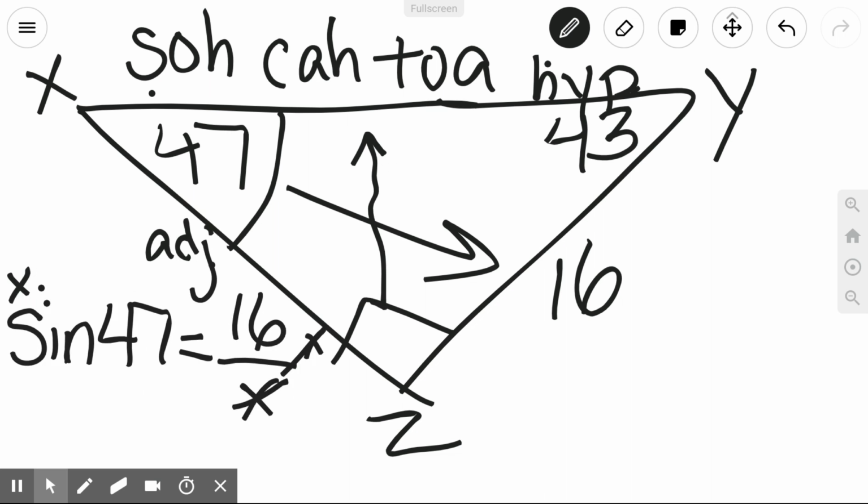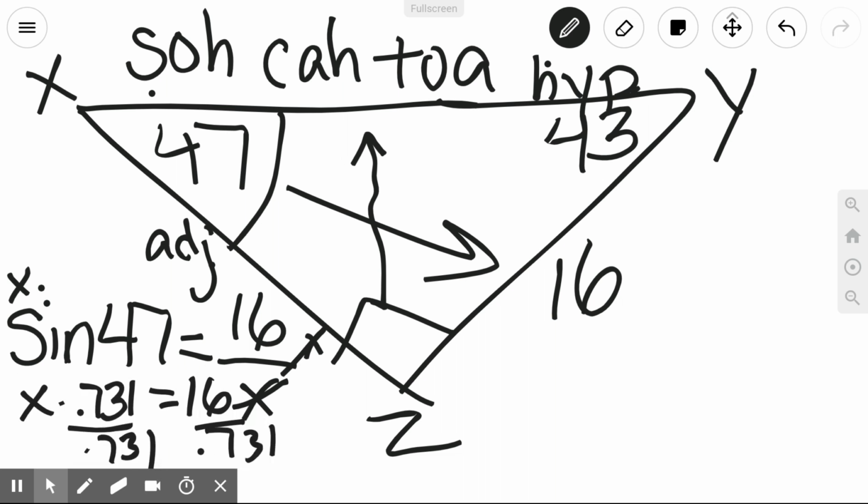So if I, on my calculator, go sine of 47, I get this number of 0.731. So now I have x times that equals 16. Now, to get rid of this, I just have to divide both sides by 0.731.